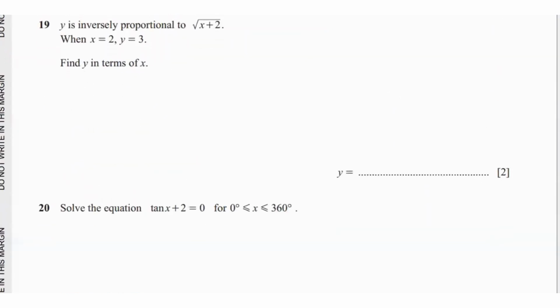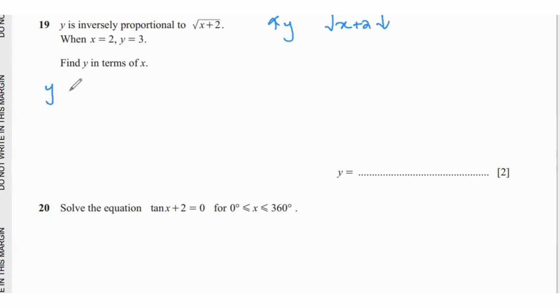Question 19 says y is inversely proportional to root of x plus 2. When x is 2 and y is 3, find y in terms of x. So if it's inversely proportional, that means if x is increasing, root of x plus 2 is decreasing, or vice versa.